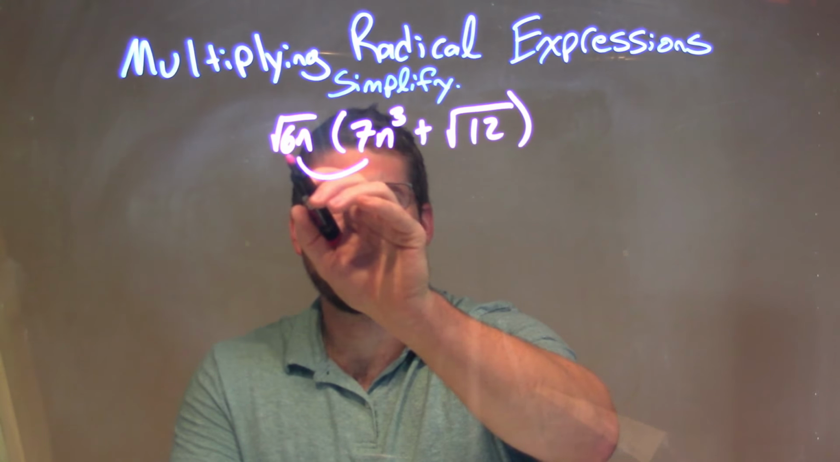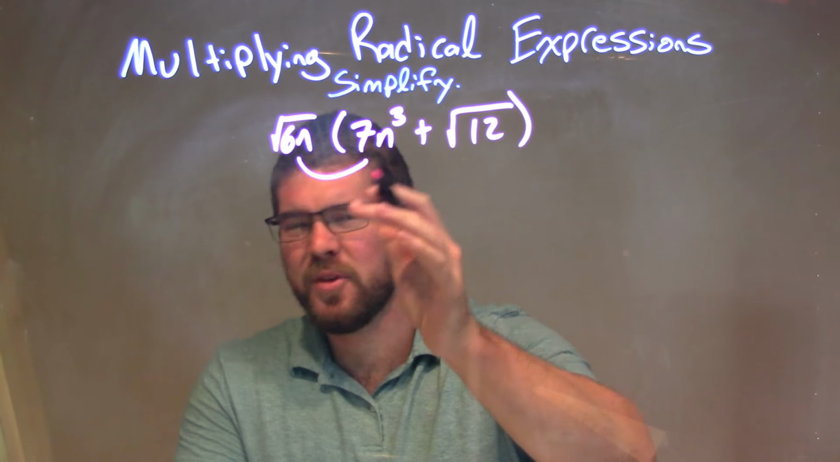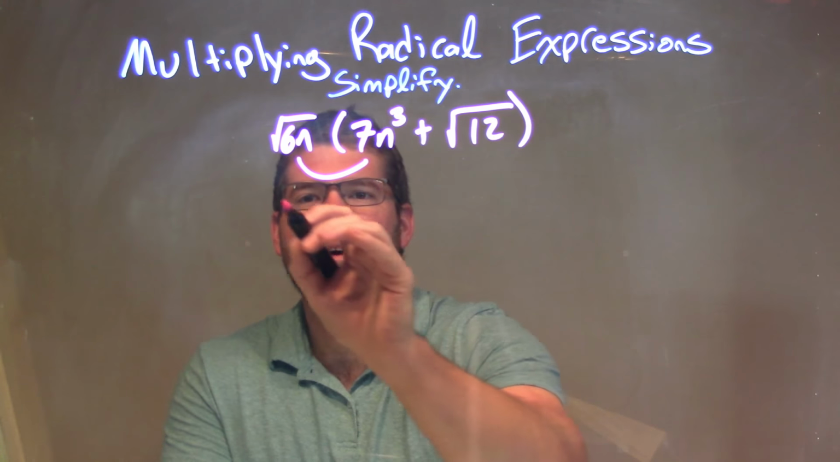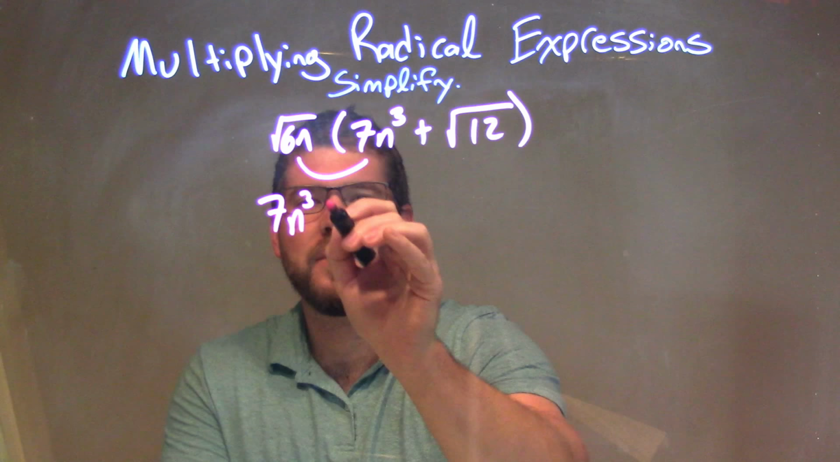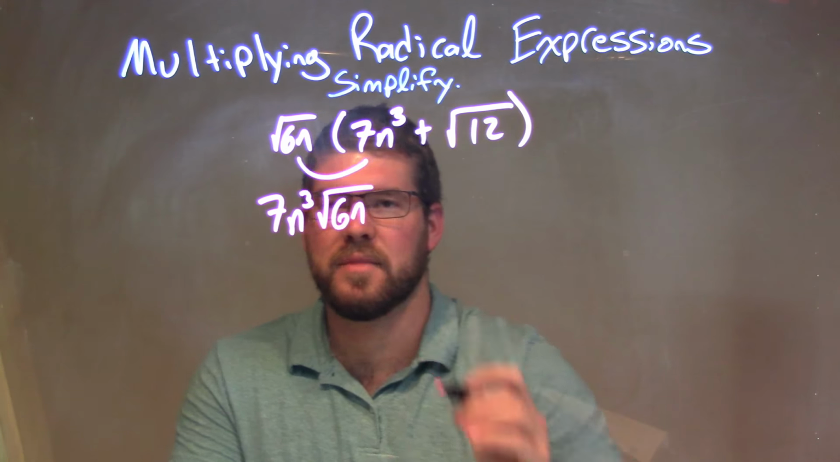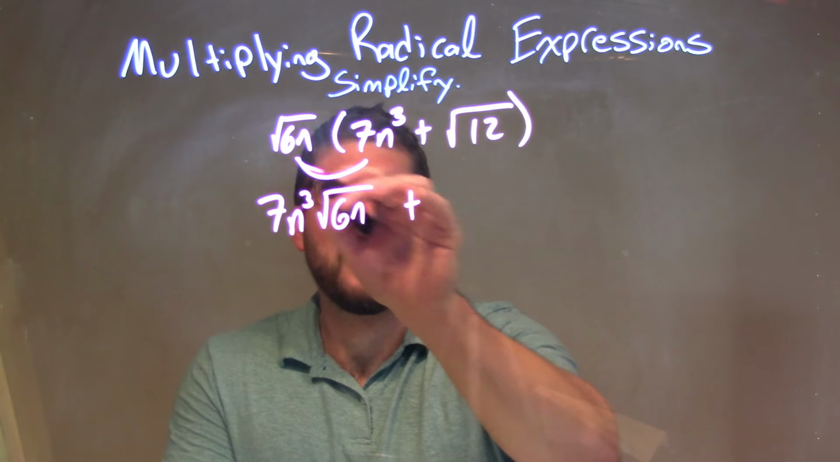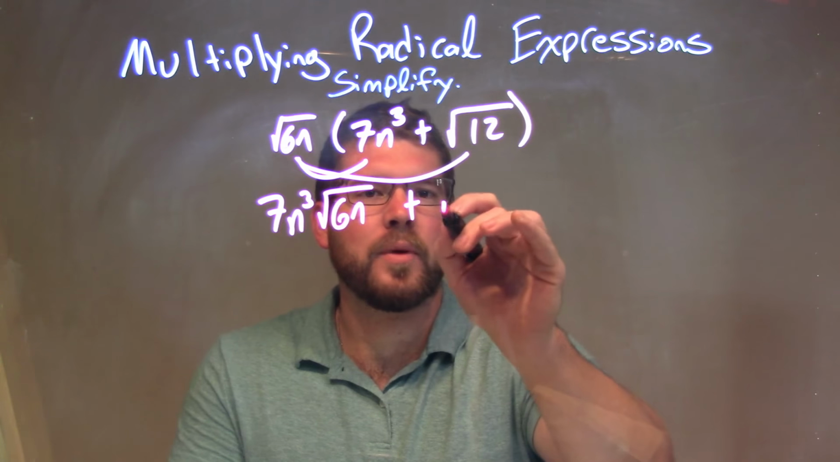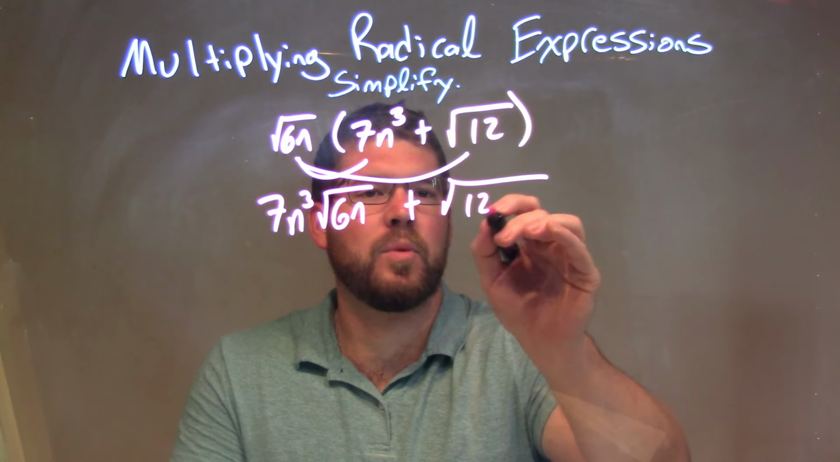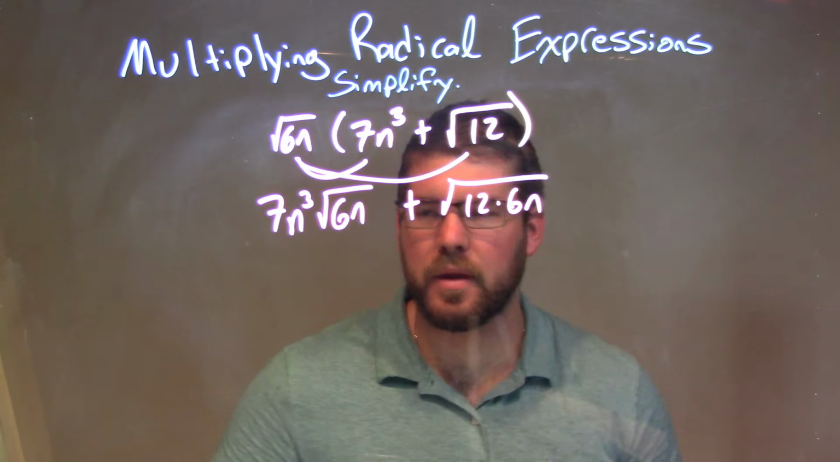Well, the square root of 6n times 7n to the third really can't combine anything under the square root. So we have 7n to the third times the square root of 6n. That's it. Plus, we distribute now the square root of 6n to the square root of 12, and this one we can combine under one big square root. That's 12 times 6n. Okay.